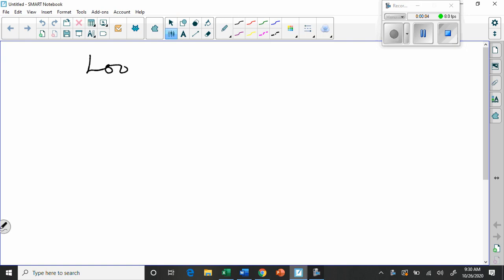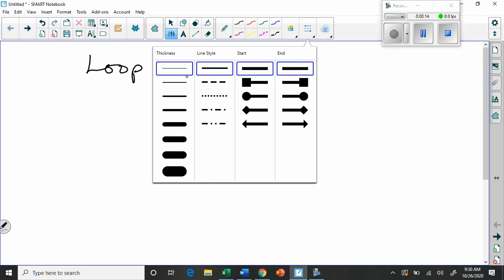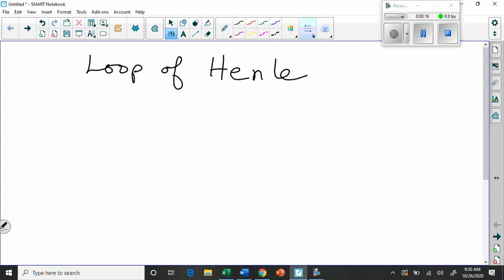Okay, loop of Henle is the next section of the nephron that we need to sort of examine. So, we'll just draw ourselves a picture.